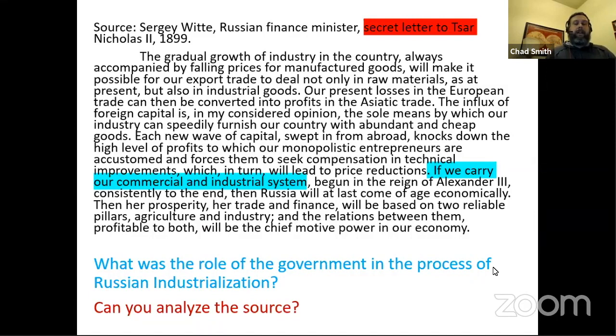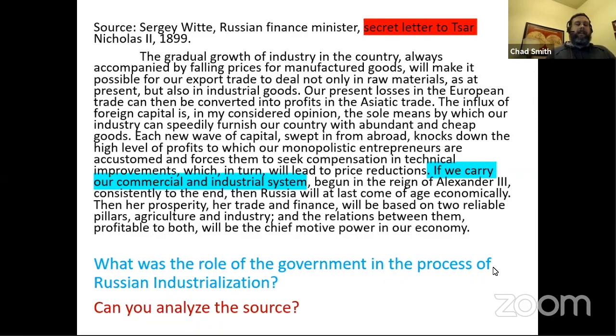The government made direct policies and took direct action. This is very different from Britain or the United States, where, say, the government would give business-friendly policies. For example, the United States would give land grants to railroad companies, or patent protection, or protection of private property. But they didn't have any government-directed action. In Russia, the state directly controlled it.